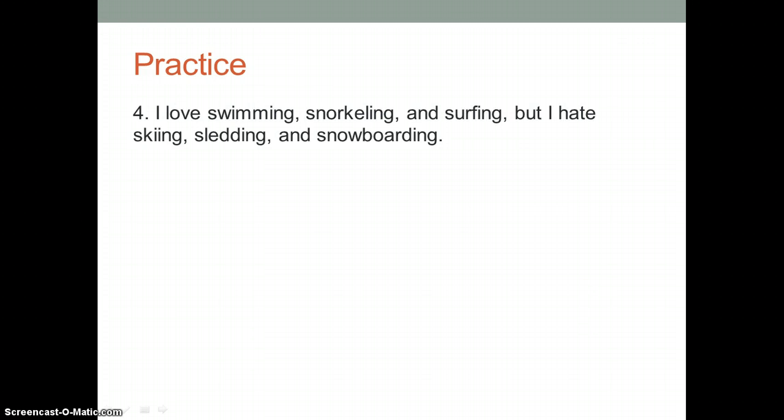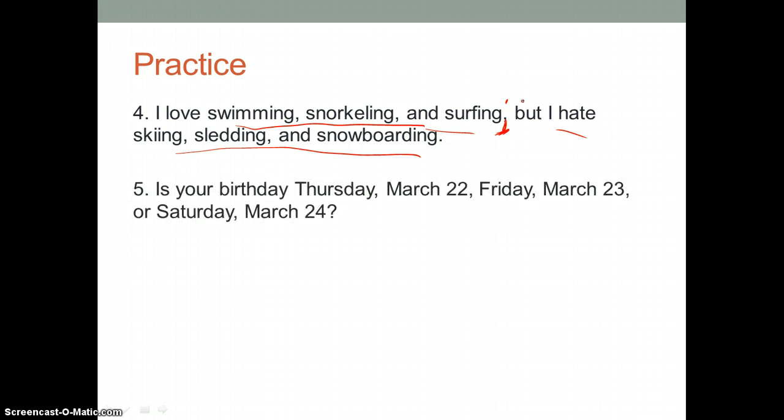Number 4, "I love swimming, snorkeling, and surfing, but I hate skiing, sledding, and snowboarding." So we have these two independent clauses, one right here and one right here, both of which have a list of items. Joining those two independent clauses with a comma might be a bit confusing. So we can simply use a semicolon to join the two independent clauses. That way the excessive use of commas doesn't become confusing.